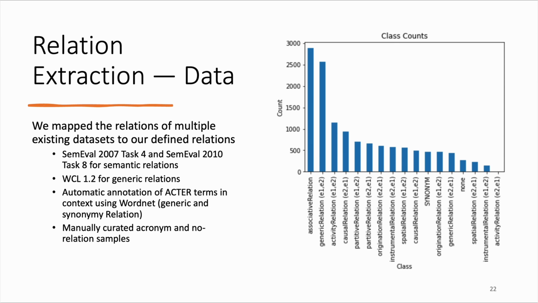And these are the resulting statistics of the dataset combined of all these different data sources. And we can see it's quite unequal in a way, with especially associative and generic relations being quite abundant, while other relations have less than 500 data samples. And we will also see how this impacts the final training results.